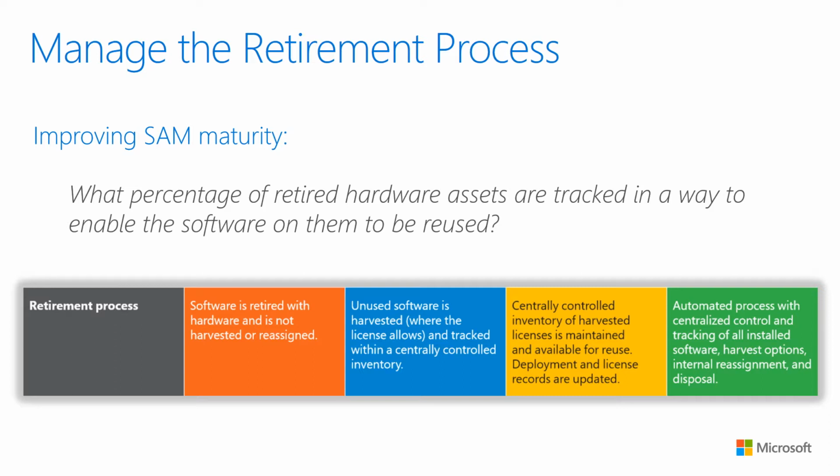Now, while licenses acquired through the OEM channel do live and die on the hardware, volume licensing licenses can generally be transferred, and at the standardized level, this is what is happening. Devices are wiped of all software, and the license is harvested and tracked in a centrally controlled inventory. At the rationalized level, these licenses are available for reuse, and as they are reallocated, both deployment and license records are updated. And finally, at the dynamic level, automated processes are in place with centralized control and tracking as licenses are harvested and reassigned. You can also see the word disposal there.